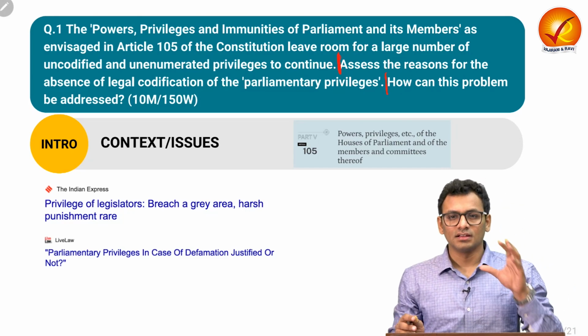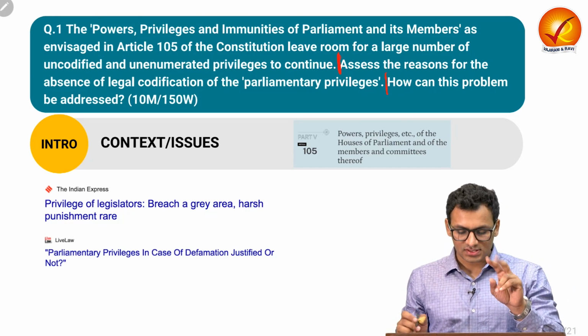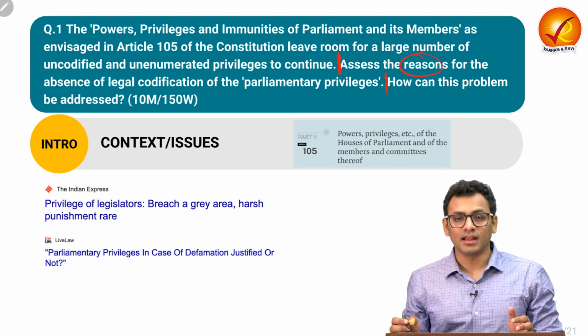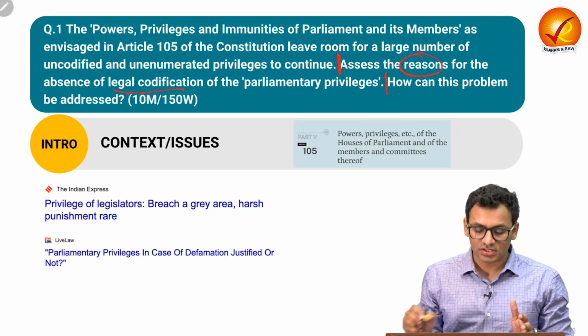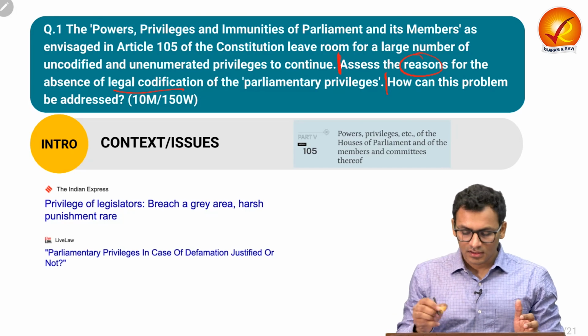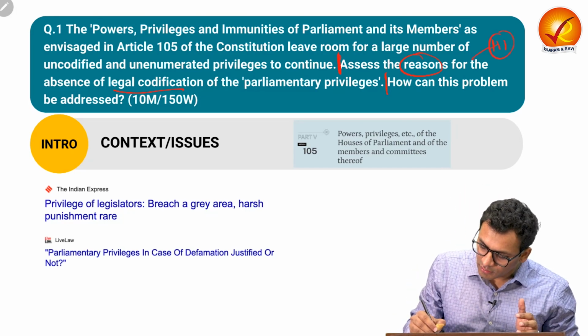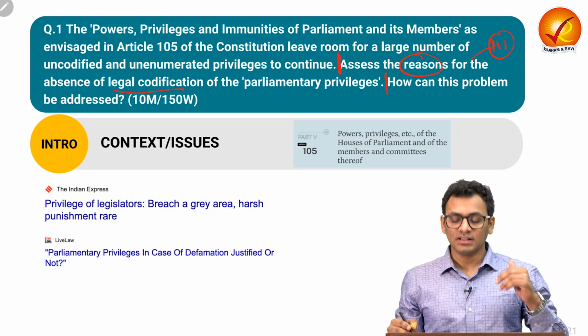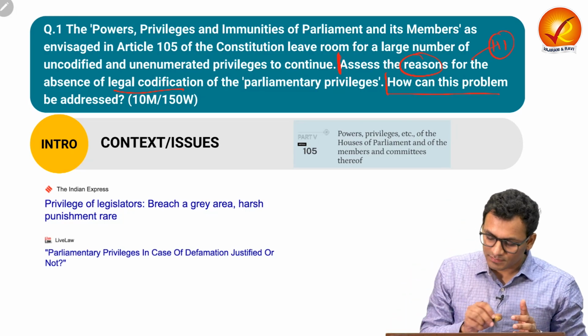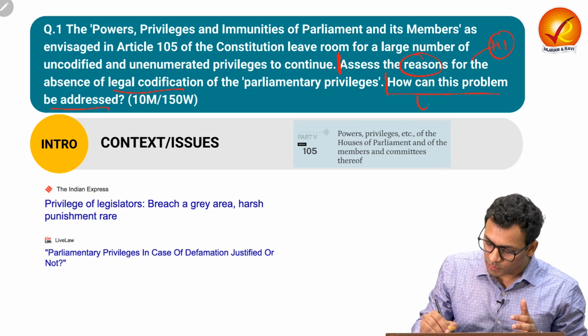Now if you see the question, we have two direct demands. We have to talk about the reasons behind the absence of legal codification of the parliamentary privileges, which is going to be the heading 1 of the body. And in the heading 2, we will talk about how this problem can be addressed, as in the potential solution.